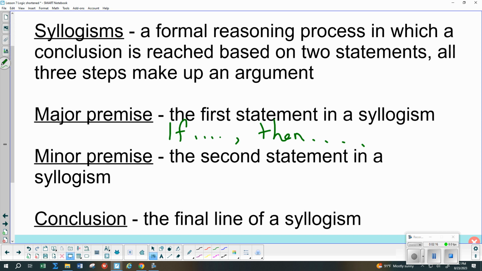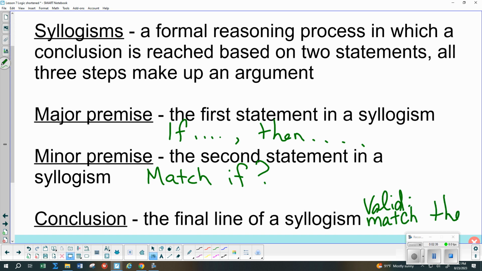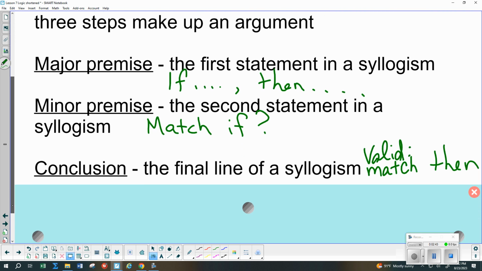What we wanted to see happening was we asked, does this match the if? And then a valid conclusion. If the second one matches the if, a valid conclusion had to match the then part. And that is the only kind of logic we talked about last spring. And we'll review that with some examples.